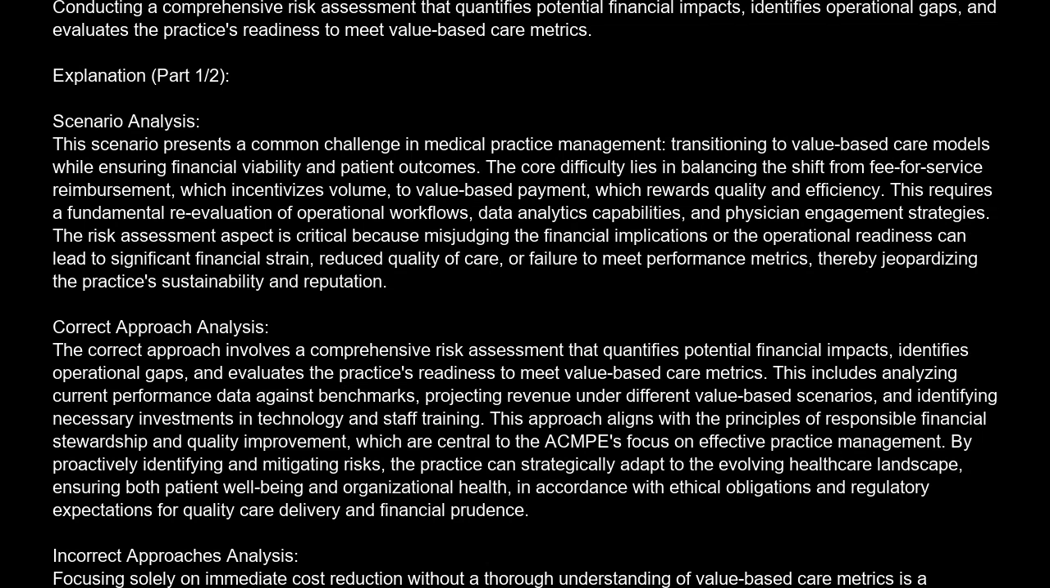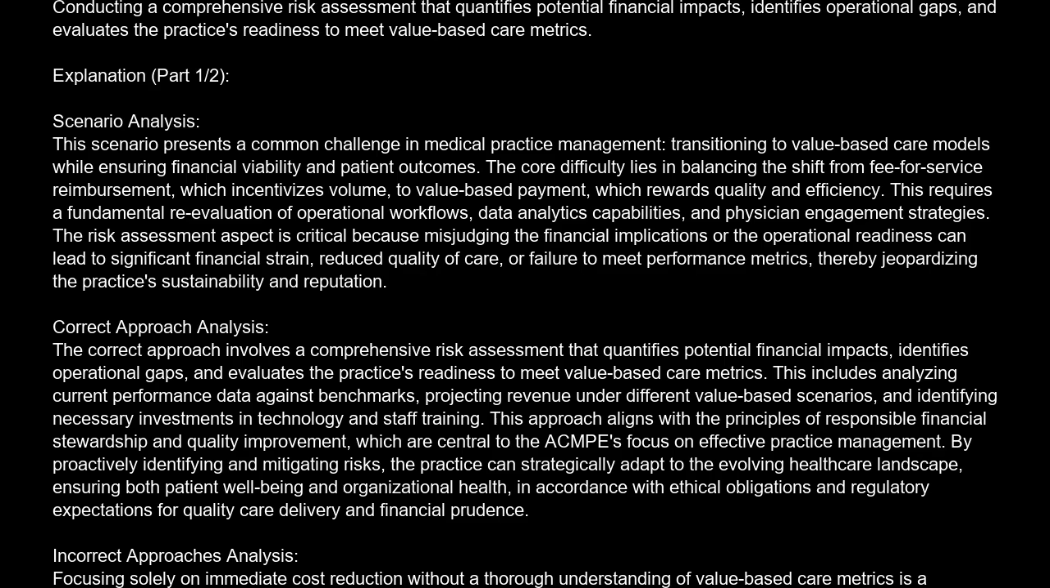Conducting a comprehensive risk assessment that quantifies potential financial impacts, identifies operational gaps, and evaluates the practice's readiness to meet value-based care metrics. Explanation. Scenario analysis. This scenario presents a common challenge in medical practice management, transitioning to value-based care models while ensuring financial viability and patient outcomes. The core difficulty lies in balancing the shift from fee-for-service reimbursement, which incentivizes volume, to value-based payment, which rewards quality and efficiency. This requires a fundamental reevaluation of operational workflows, data analytics capabilities, and physician engagement strategies.